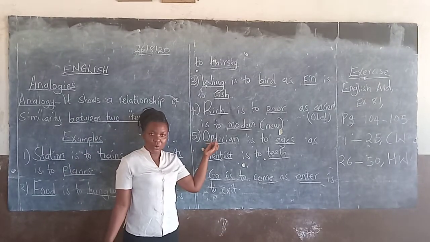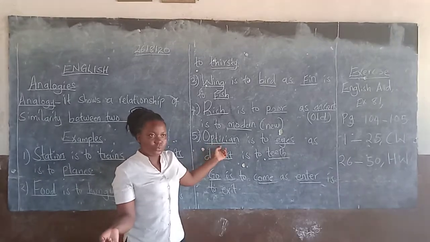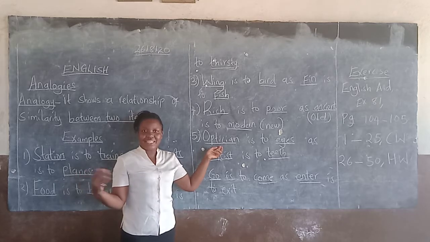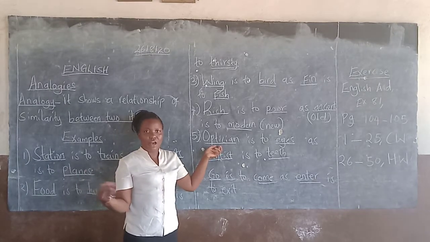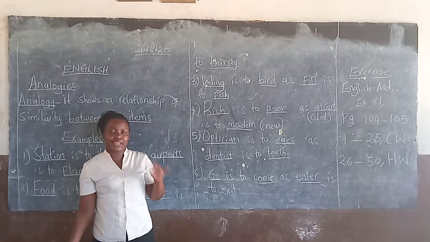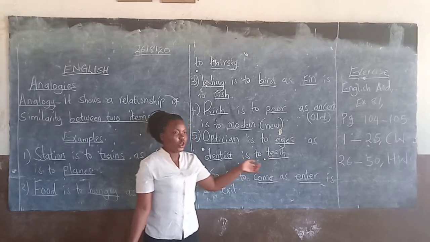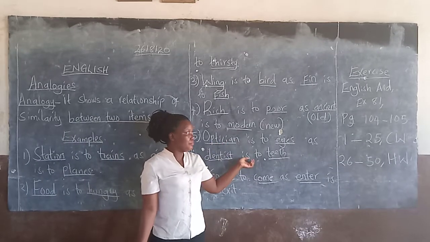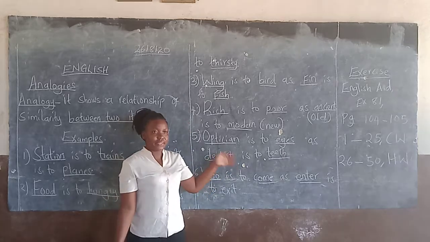Then we have another example here. Optician. So who is an optician? When you have an eye problem, where do you go? You have to see an optician. So an optician is the doctor who is specialized in taking care of people's eyes. What about somebody who takes care of people's teeth? We call the person a dentist. So optician is to eye, as dentist is to teeth.